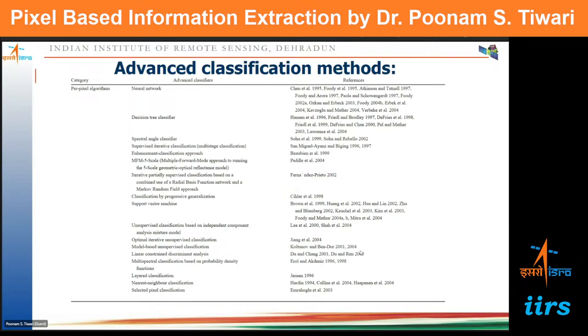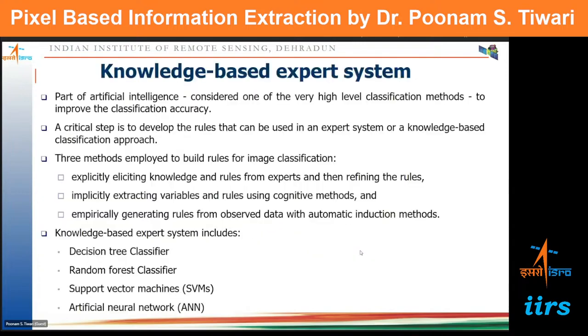Now we will be talking about the decision tree classifier or knowledge-based expert system. It is a part of artificial intelligence, which is considered one of the very high-level classification methods to improve the accuracy of the classification. A critical step is to develop the rules that can be used in an expert system or a knowledge-based classification approach. So the main issue is how you are defining the rules for your classification.